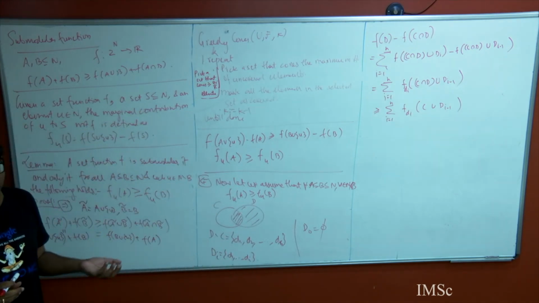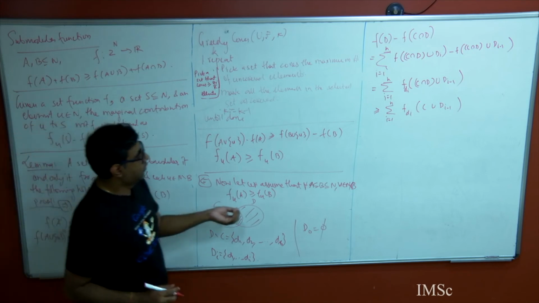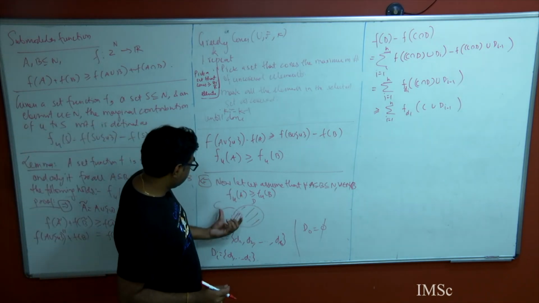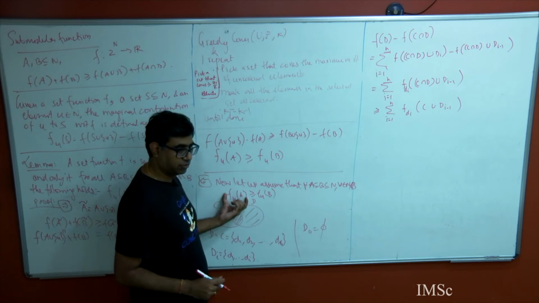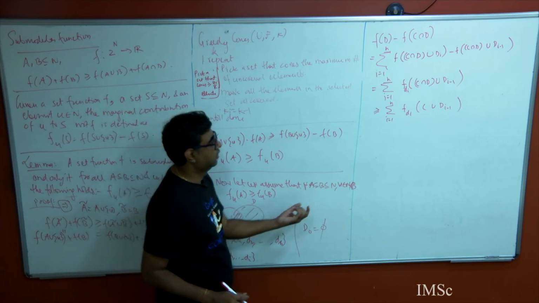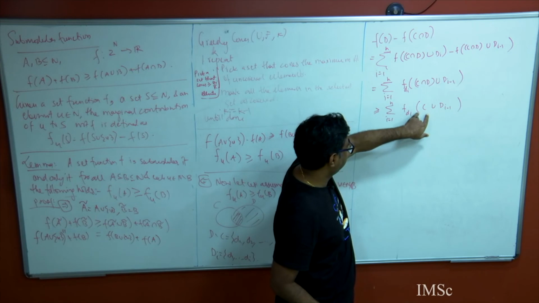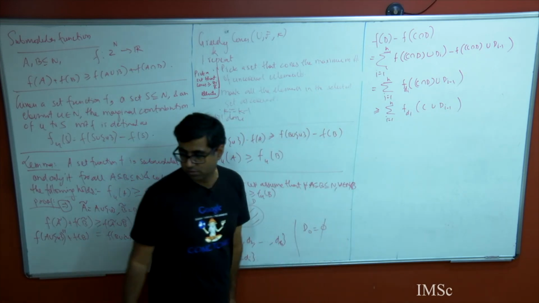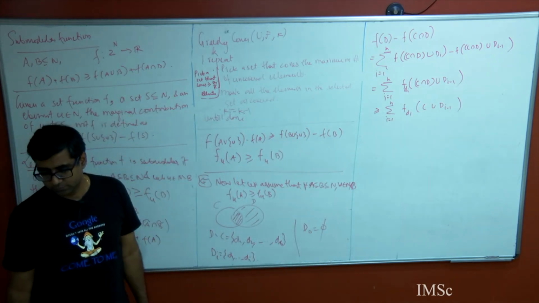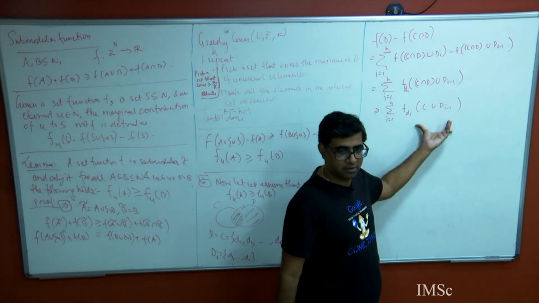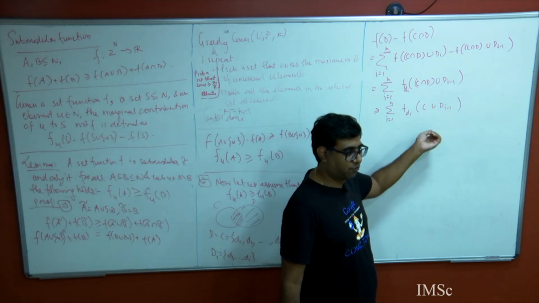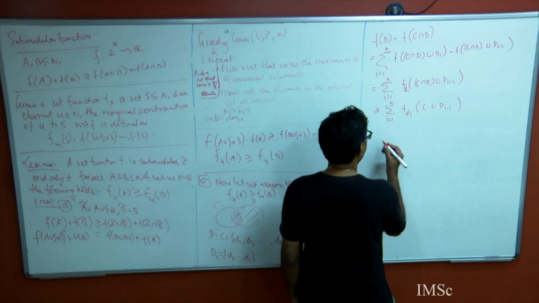Right? Because C intersection D, what does it say? Look, for all A, B, A subset of B, this marginal utility is larger than this. So definitely C intersection D is contained inside C. Okay? Now, if you write it again, if you expand this again, what are you going to get?